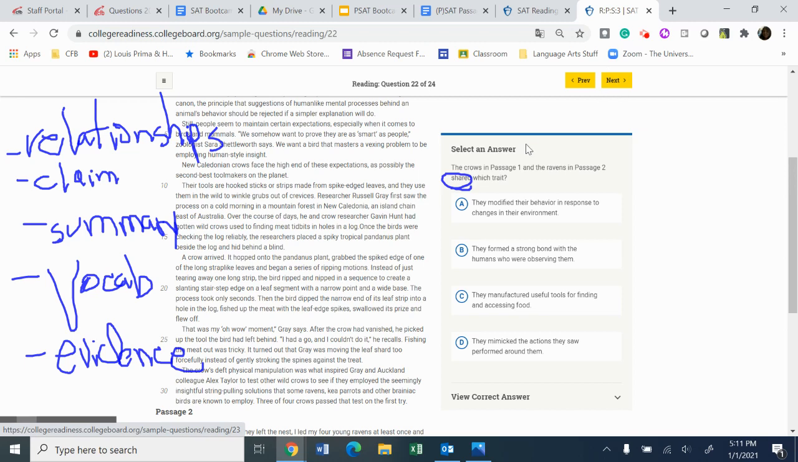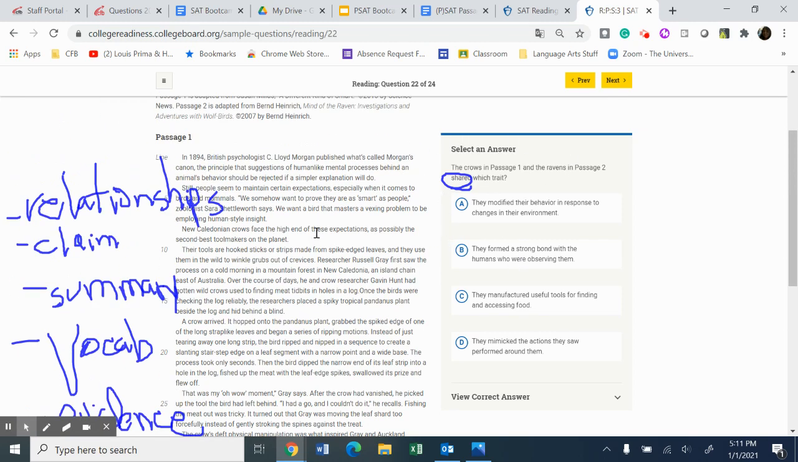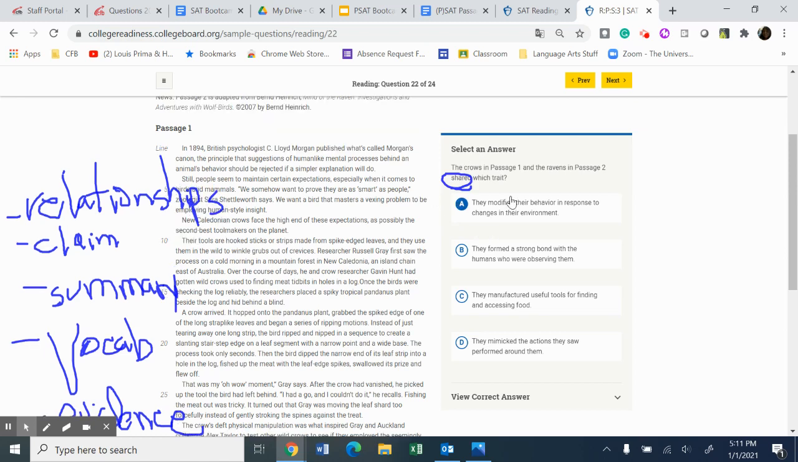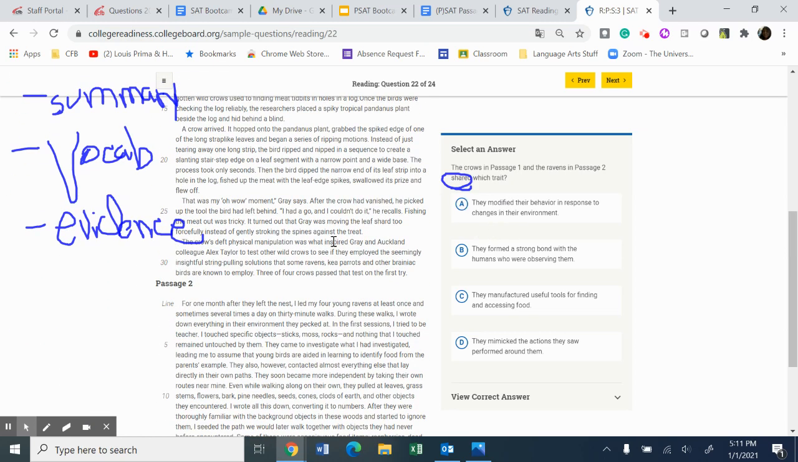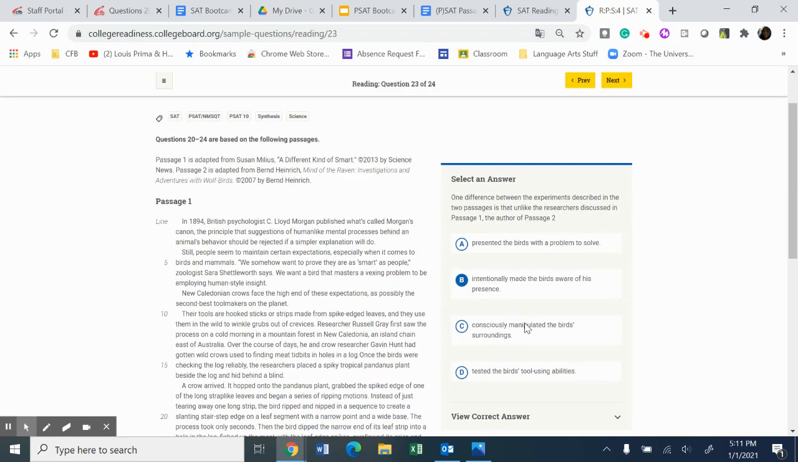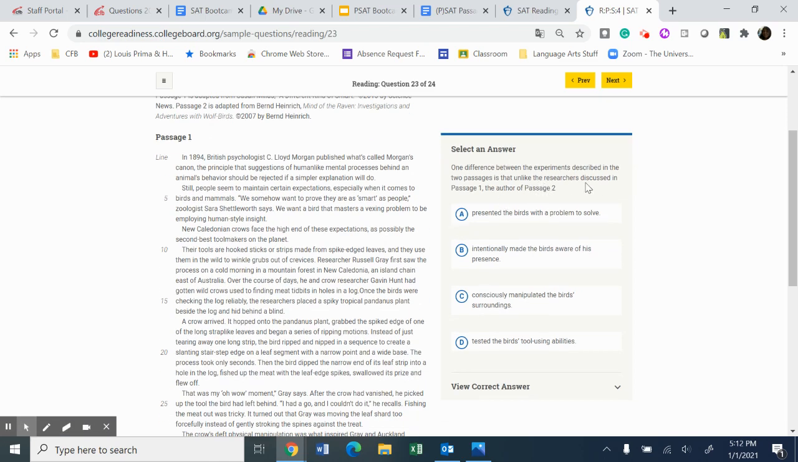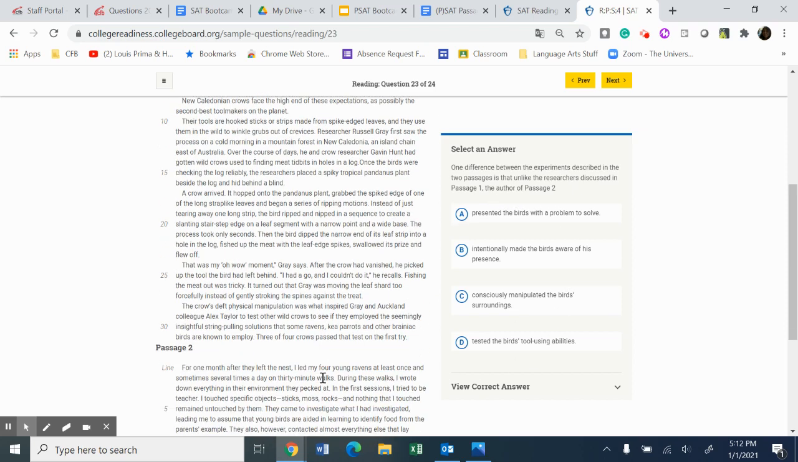I'm definitely going to pick up question 22. This looks like I'm going to have to know both of those passages really well, so that's not going to be the first one I do. One difference between the experiments described in the two passages is that unlike the researchers discussed in passage 1, the author of passage 2... again, I think this is one that could be easily found because there's not a whole lot there that could muck up the answer.